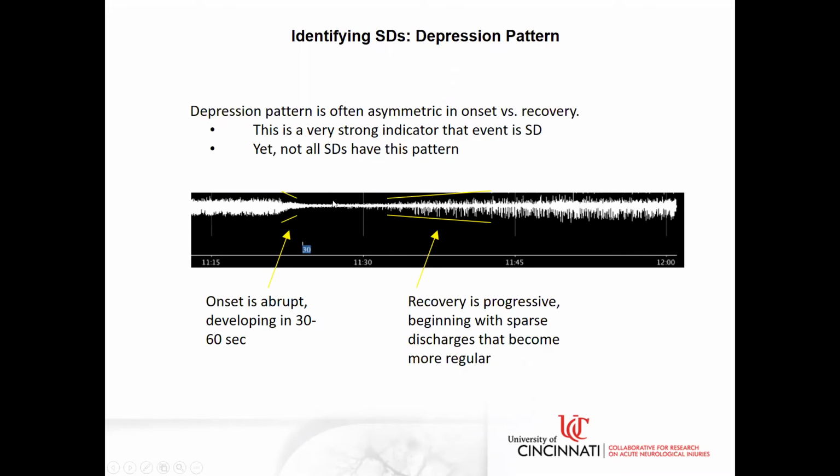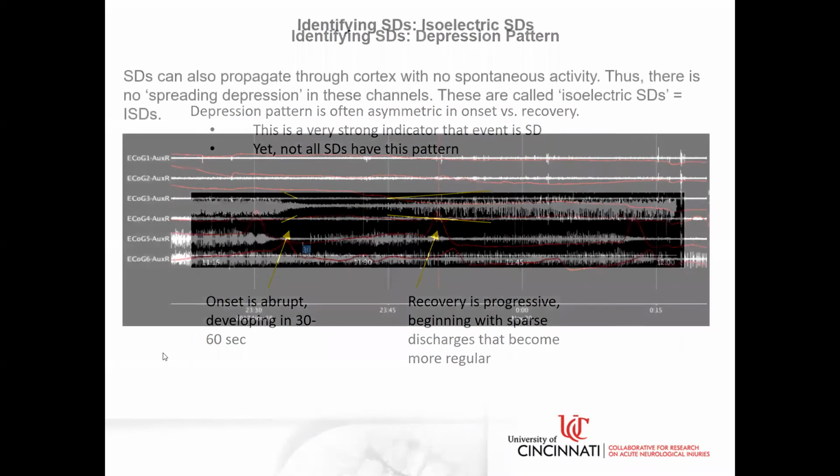So this is a very strong indicator that an event is an SD. If I saw this pattern alone with no other information, I would know with pretty much certainty that this is a spreading depolarization causing this spreading depression. Yet not all spreading depolarizations have this pattern. So this is very specific for spreading depolarizations, but it's not very sensitive for spreading depolarizations.